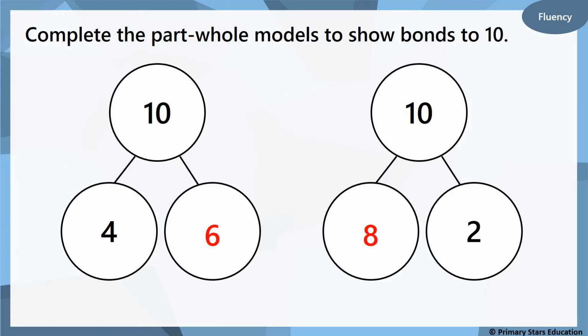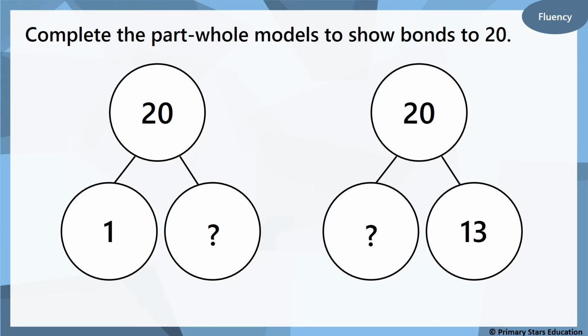Okay, let's try some with number bonds to 20. What adds together to 5 to make 20? And what adds together with 12 to make 20? Okay, pause me if you need a bit more time. Let's see if you have got it right. 5 add 15 equals 20 and 12 add 8 equals 20. Brilliant.